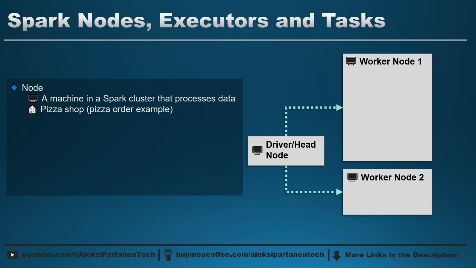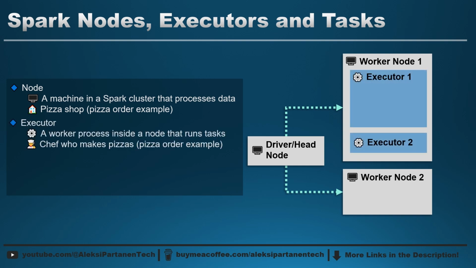So this is one option for scaling our pool. Also, we have some possibilities to add bigger nodes with more compute resources that we are going to explore in the following slides. In these nodes, we have these things called executors that you can think of as chefs working in the kitchen that process those pizza orders and make those pizzas.